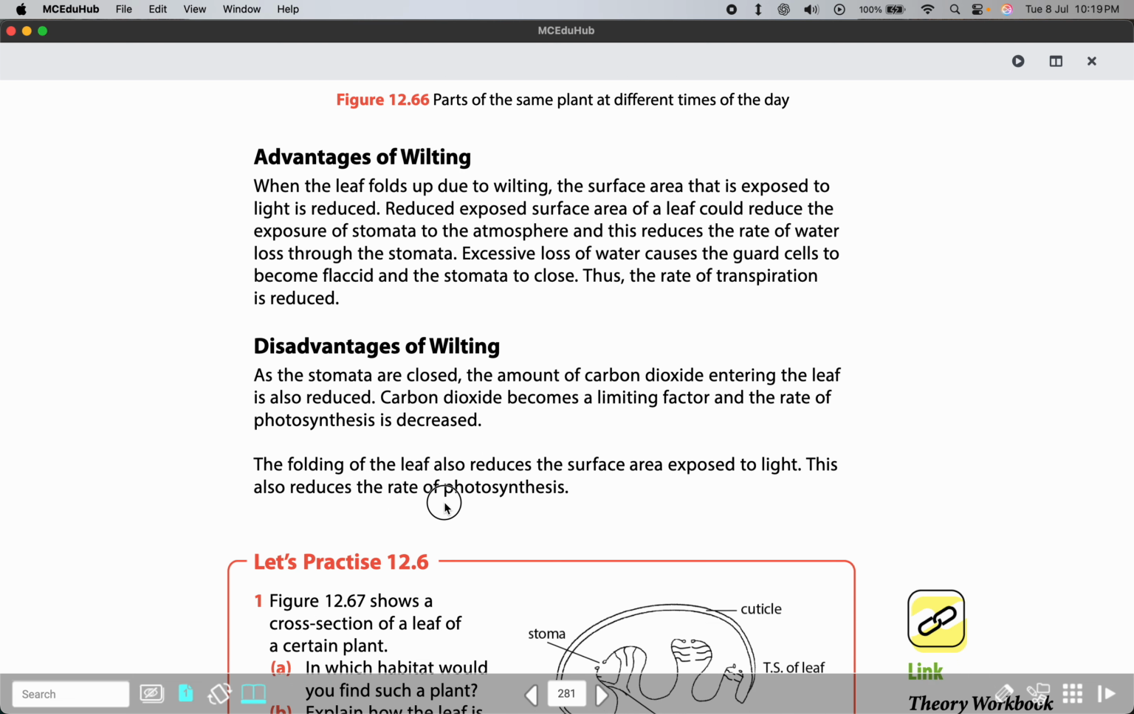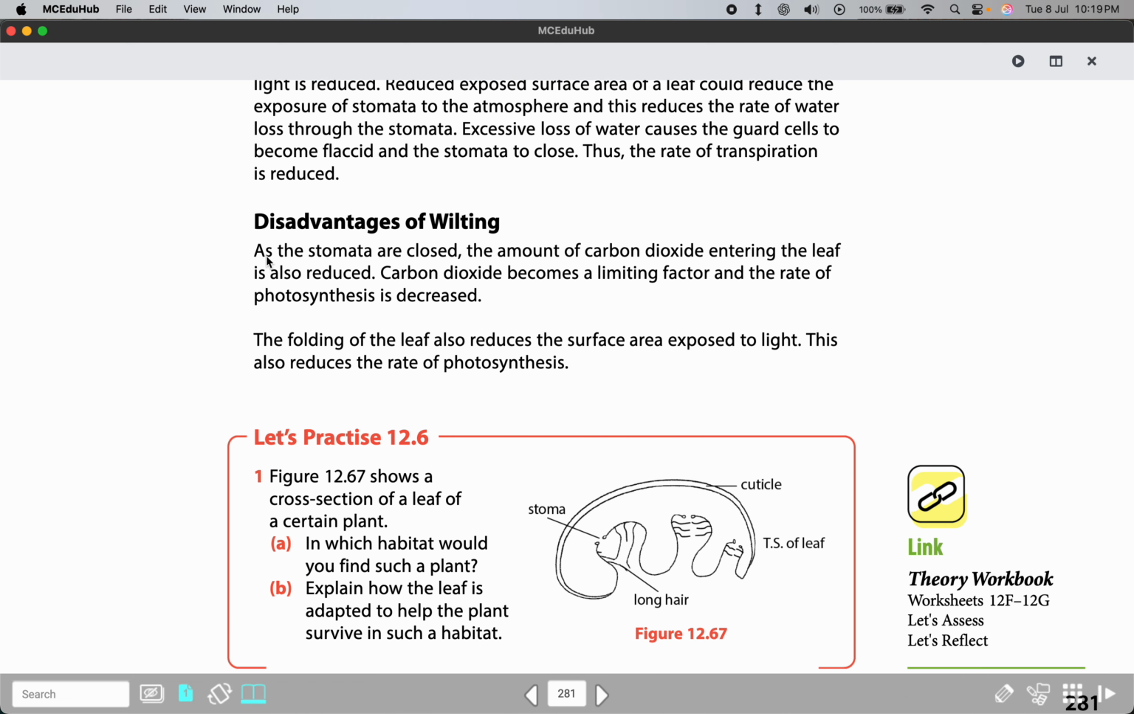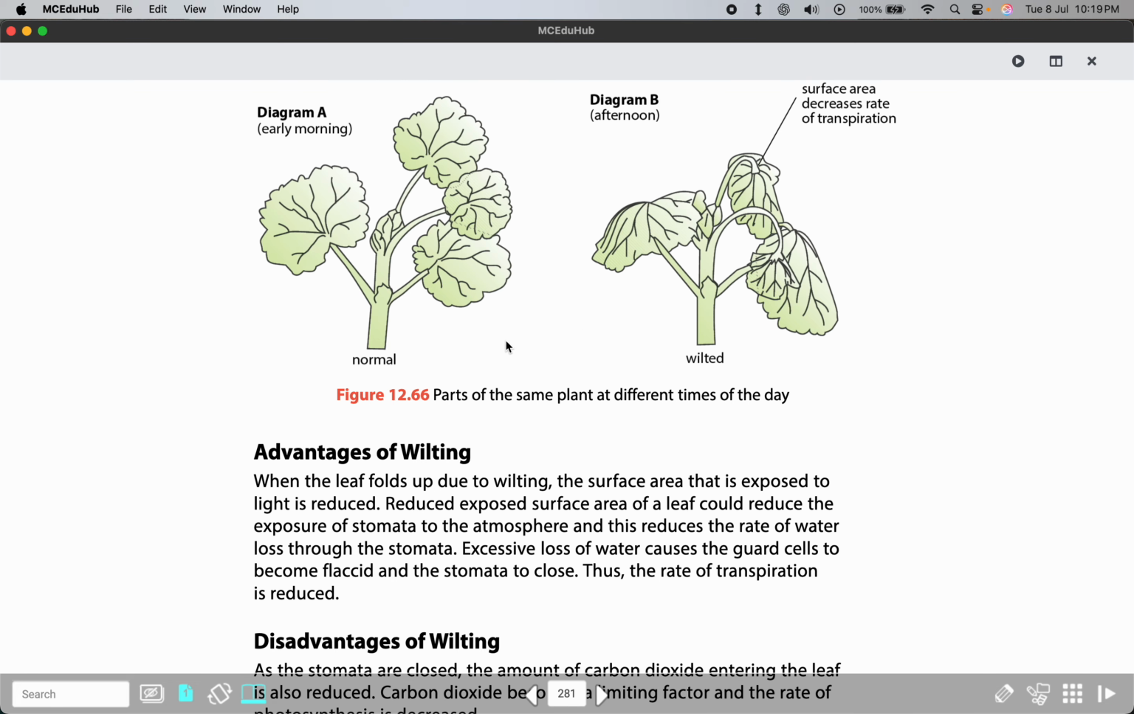But of course, the disadvantage is, if the stomata are closed, the amount of carbon dioxide entering the leaf will be reduced. Then carbon dioxide becomes a limiting factor, and the rate of photosynthesis will decrease. The folding of the leaf also reduces the surface area that's exposed to light and also reduces the rate of photosynthesis. So again, as I told you, it's a balance. Plants need to balance between these two states. They want to do photosynthesis, but they don't want to lose too much water. So how? They have to use both modes in a strategic way.